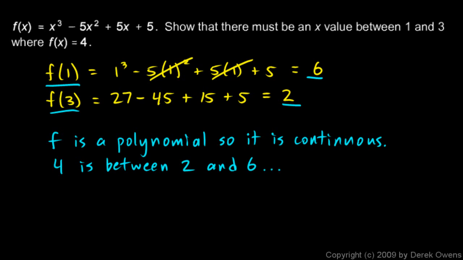I won't write it out the whole time, but you should understand the reasoning at this point. 4 is between 2 and 6. Or another way of saying that is 4 is between f of 1 and f of 3, so there must be a value between 1 and 3 where f of x is equal to 4. That follows from the intermediate value theorem.